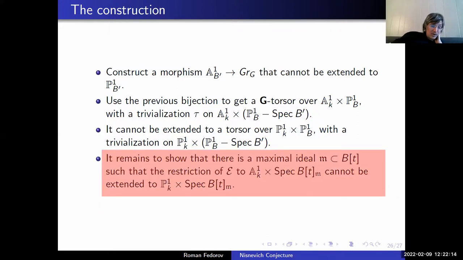And finally, this completes the last step, for the following reason: you just apply this proposition with X being P_B^1. So you find the point of P_B^1 such that you cannot extend even in the neighborhood of this point.